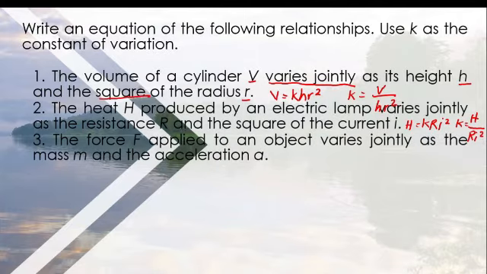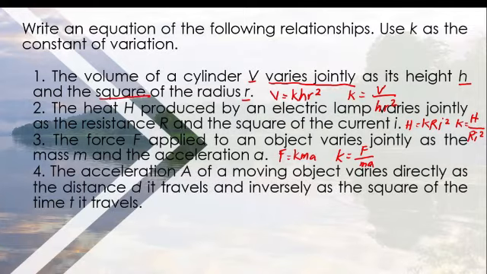Next. The force F applied to an object varies jointly as the mass, M, and the acceleration, A. So, in that manner, we have still varies jointly. So, this is a joint variation. So, we have F equal to constant as the mass and the acceleration. So, MA. Wala namang condition na iba. So, that is F is equal to KMA. And for our constant, K equal to yung naka-isolate, which is F, over yung kasama ng K, which is MA.